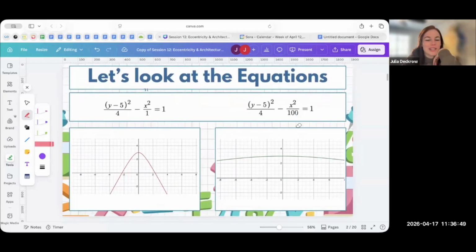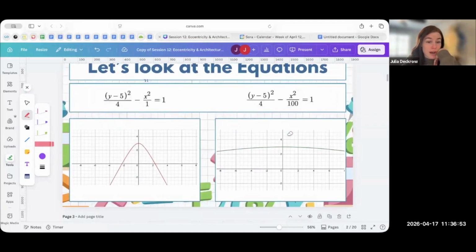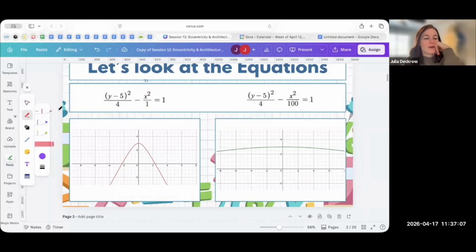So here are the two equations for the two roofs we were just looking at. So you can see that they have a lot in common. They both have y minus 5 on the top. They both have x squared. They both have y in front and x second. They both have a 4 underneath the y minus 5. And the only difference is this one number right here. That one has a 1 and this one has a 100.